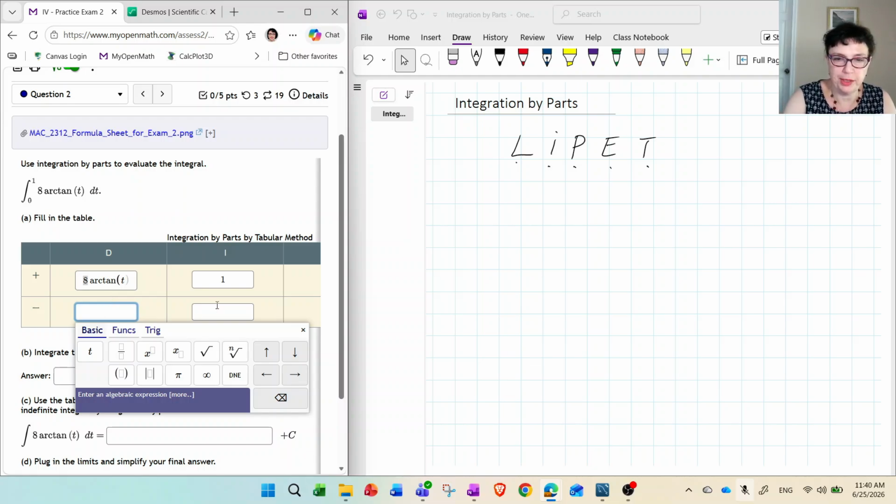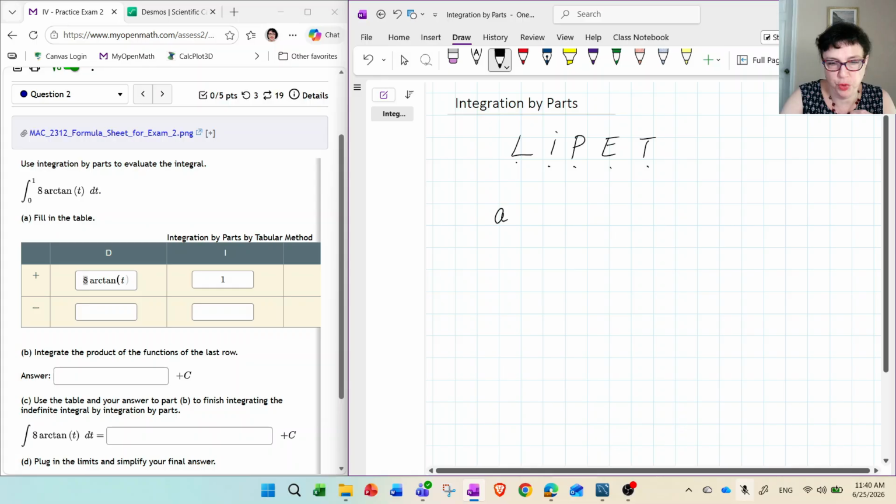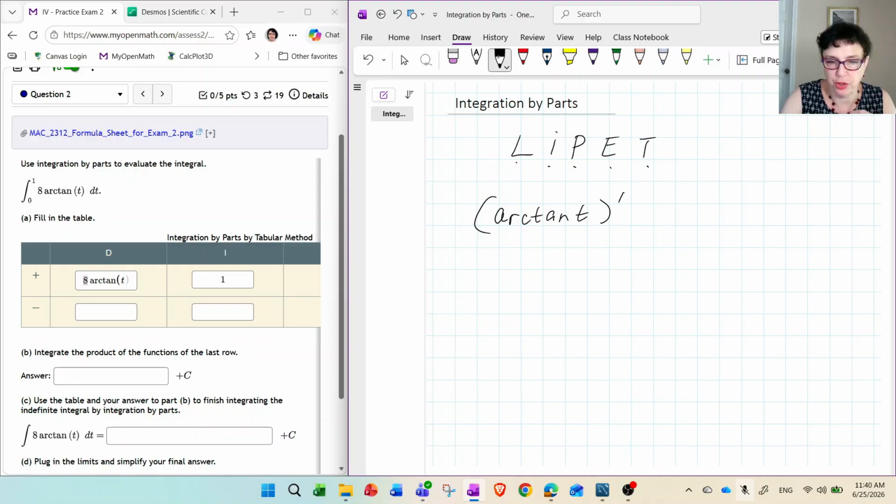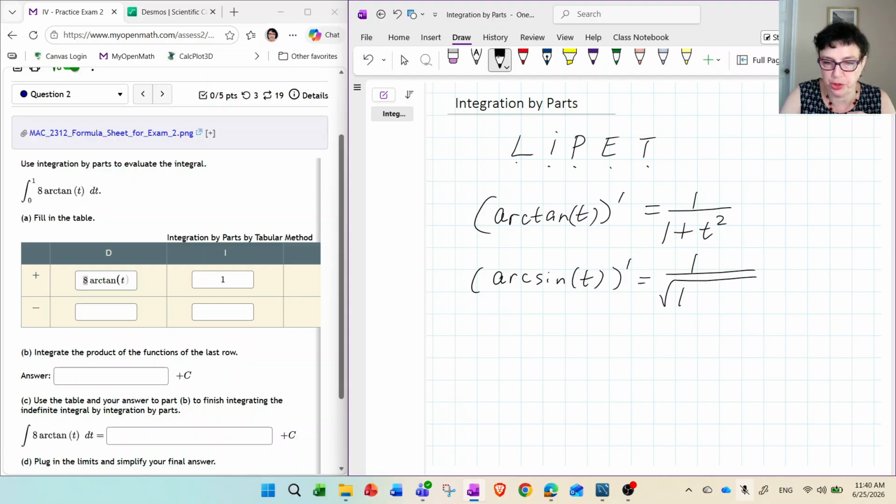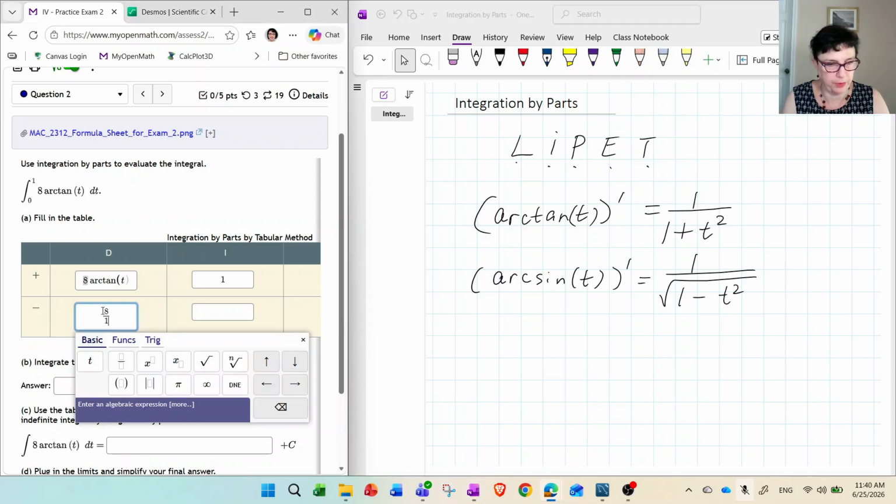Okay, now, what is the derivative of arctangent? You guys are supposed to know this by heart. You're supposed to know that the derivative of arctangent is 1 over 1 plus t squared. By the way, a similar problem you can see on a test is arcsine, and that one is similar, but you're going to have a square root on the bottom, and instead of a plus, you will have a minus. Now, I don't need the arcsine, but I'm just putting it there for your information.